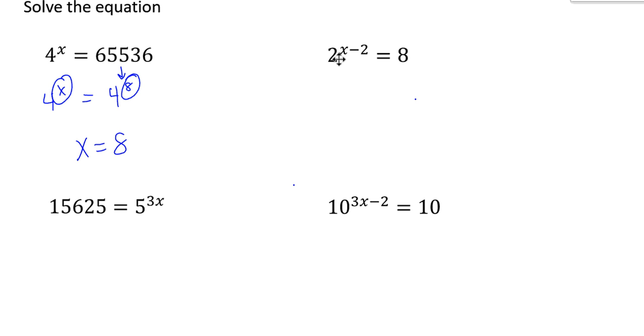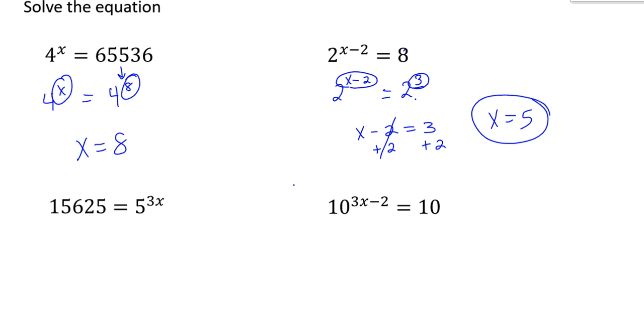Okay, 2 to the x minus 2 equals 8, which is 2 to the 3rd. You can look back at your table if you need to, which says x minus 2 and 3 are equal to each other. So plus 2, that means x equals 5.